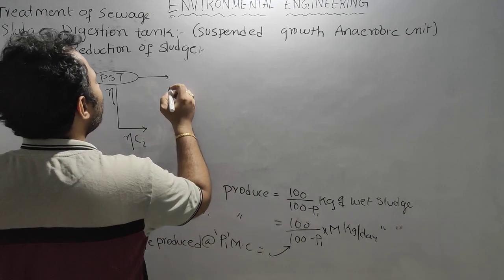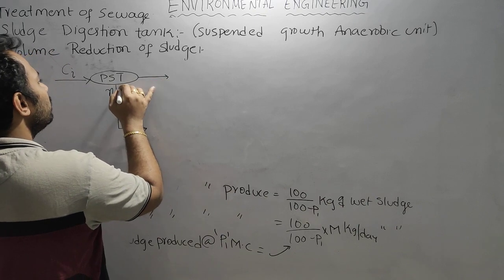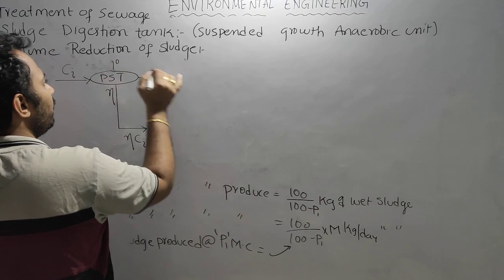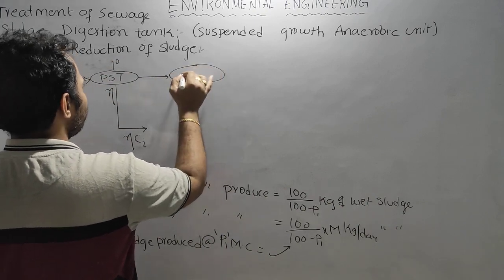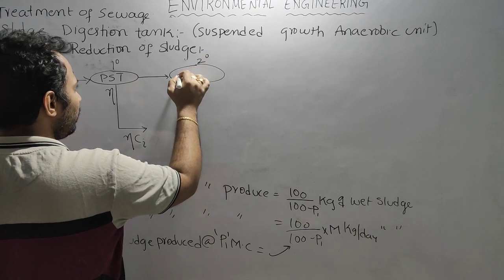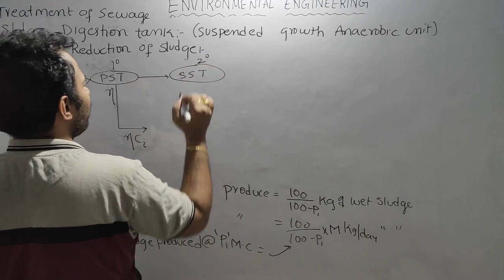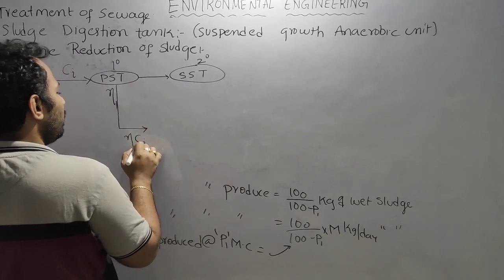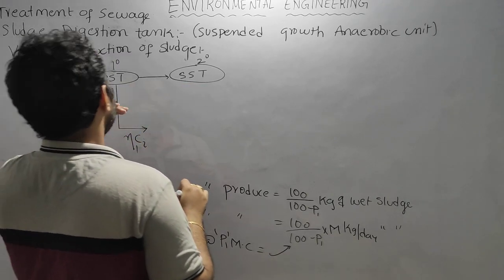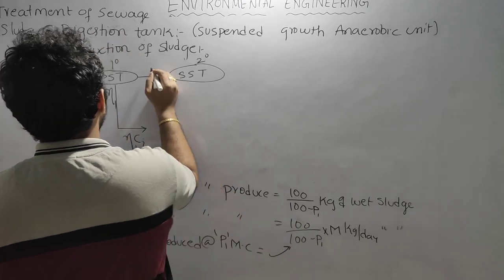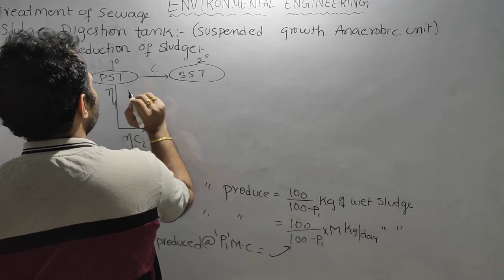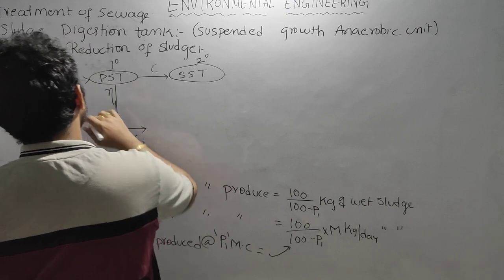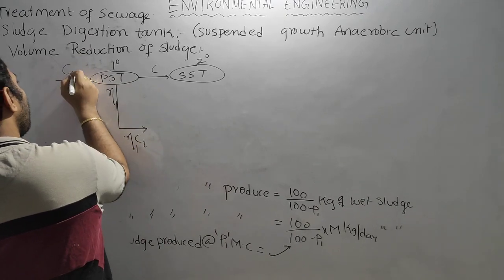Similarly, we are doing the secondary treatment. This is primary treatment, and similarly there will be secondary treatment also. From the secondary sedimentation tank also there will be some efficiency. Let us take this as eta 1 here. There is another concentration that will enter, so I will put it as C1.